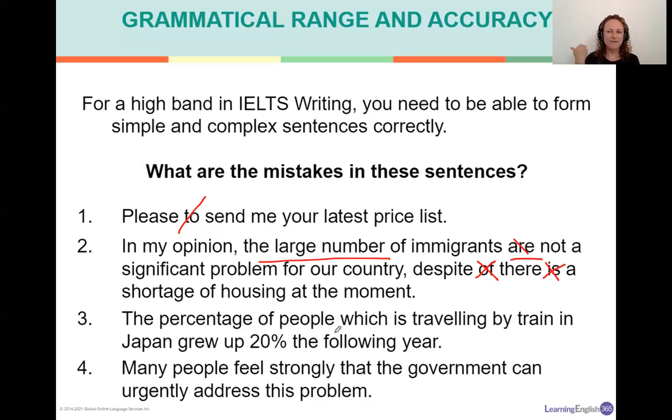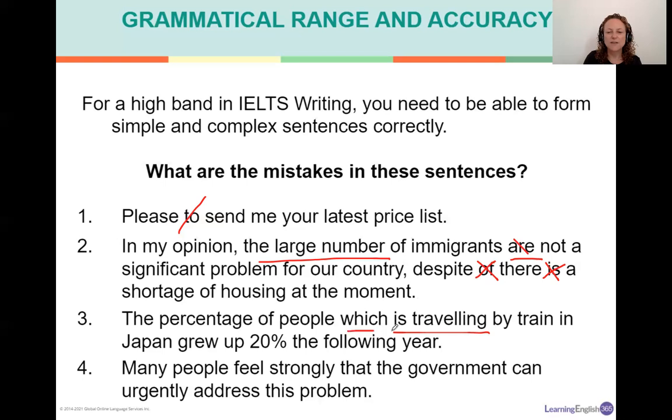There are 2 errors here. We're talking about the past tense, first of all, because we know we're talking about the following year. So we're obviously talking about years that have passed. So is traveling is a present continuous, isn't it? So it can't be right if we're talking about the past. So it should be travelled.